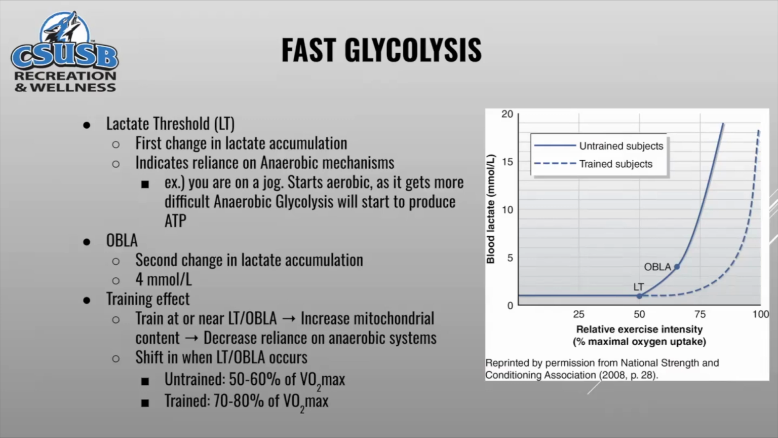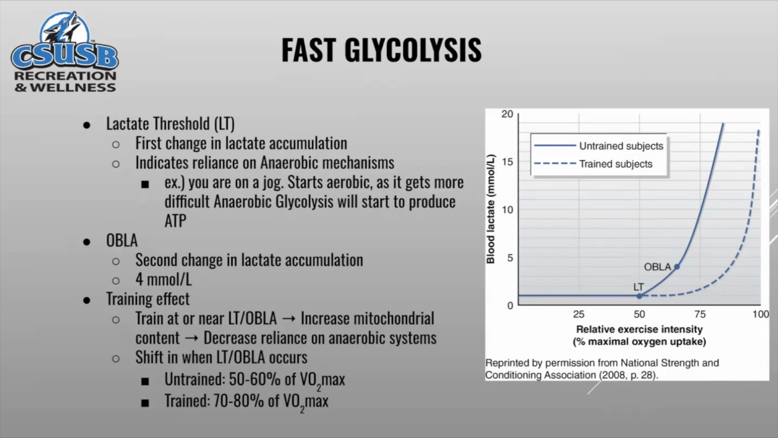The second inflection in the graph is further along. We have our onset of blood lactate accumulation. It's just another, later, more specific term for lactate threshold. And this is at 4 millimoles per liter of blood lactate. And at this point, we are going to see a reliance on anaerobic systems, the need for these quicker producing energy systems to kick in.